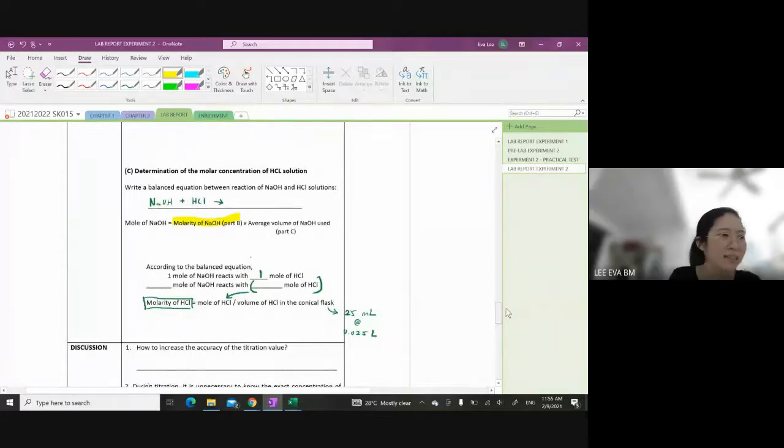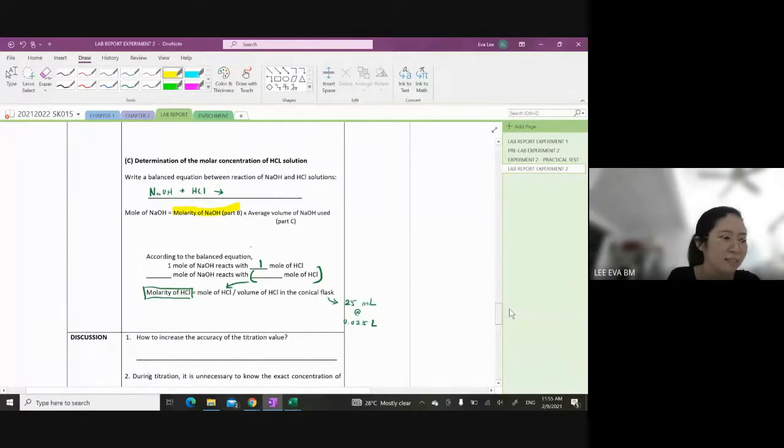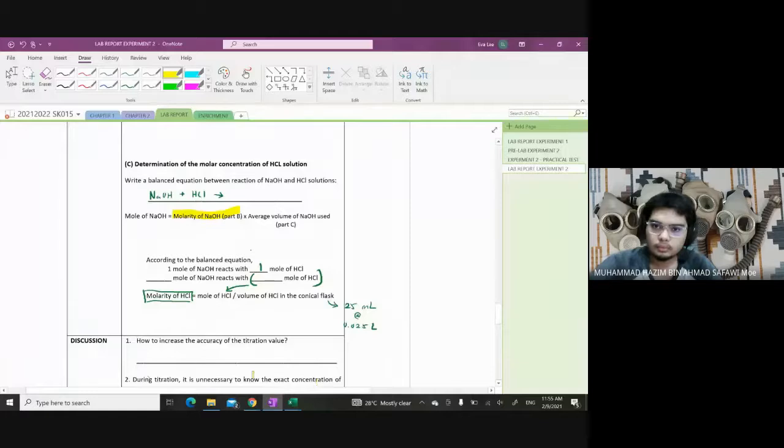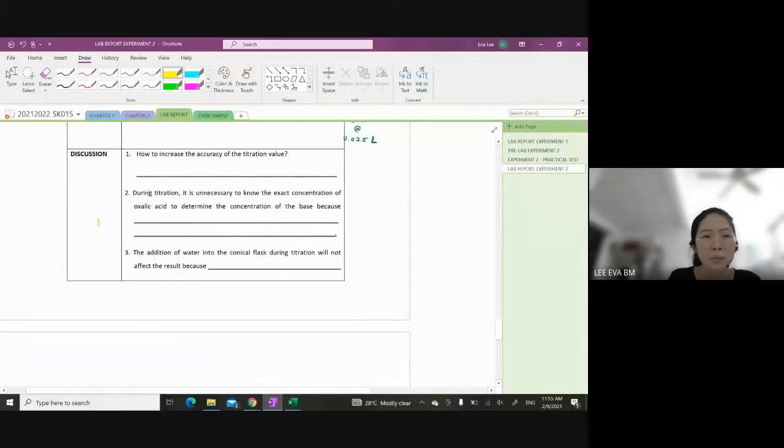So, any other questions? No, madam. Okay. If no questions, then we proceed to discussion. For discussion, you're just answering the questions only. How to increase the accuracy of titration value? Just now, madam mentioned by repeating the experiment several times, by 3 times. And then during titration, it is unnecessary to know the exact concentration of oxalic acid. Answer why we don't have to know. It has something to do with the number of mole.